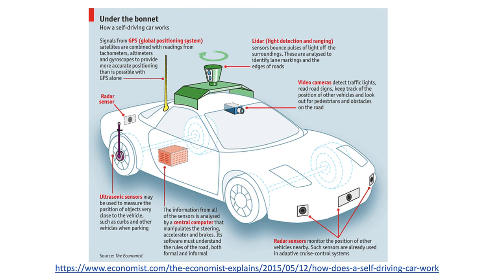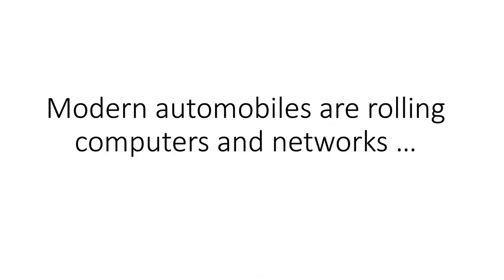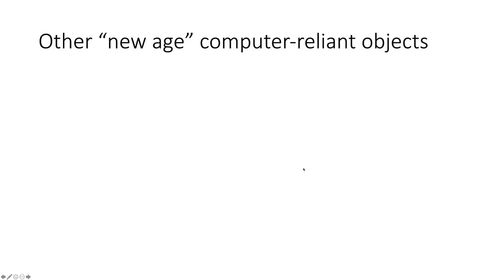These kinds of self-driving or assisted driving cars are going to be highly computerized, and they're all relying on cyber-physical systems. There's an engine in there, there are wheels, and there are also the computers that assist the driver in maintaining safety and in driving the car. So modern automobiles are just rolling computers and networks. Is that the only place that you're going to find cyber-physical systems and ICT? Absolutely not. Let's look at some more.